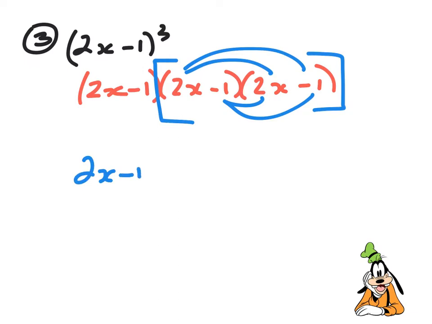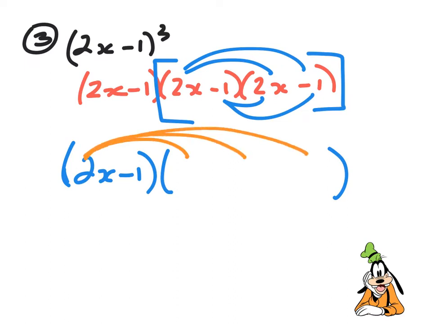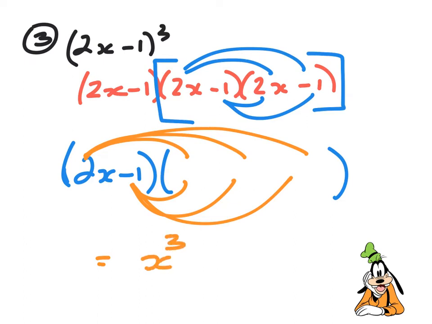So you've then got 2x minus 1 times a bigger bracket here, and then you just use your FOIL method again. So 2x times the first thing, 2x times the middle thing, 2x times the last thing. -1 times, -1 times, -1 times. Gather it all together, and you should have so many cubes, so many squares, so many x's, and then a number at the end.